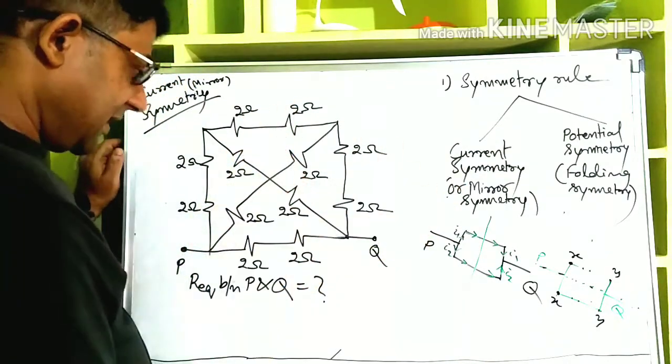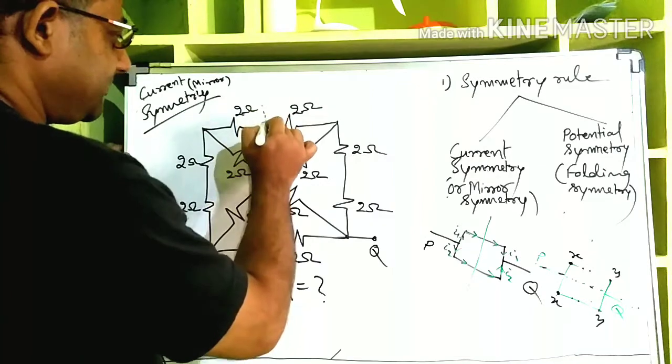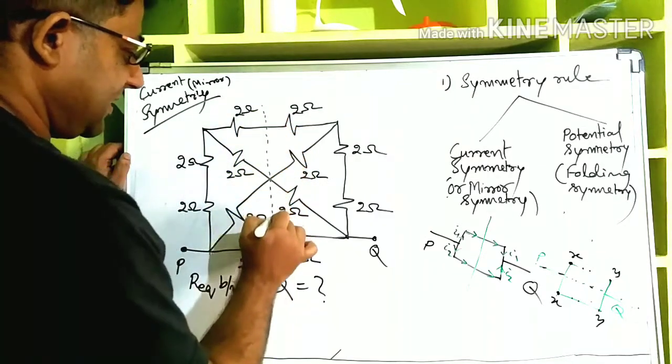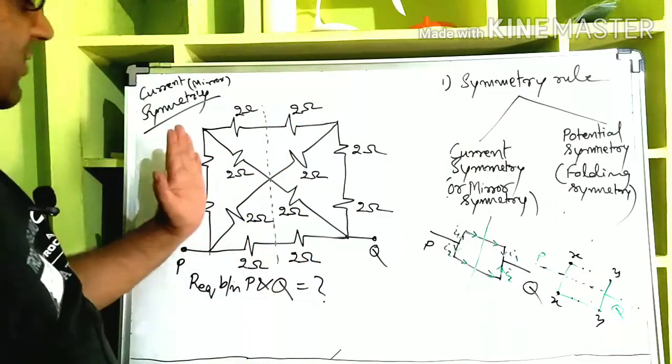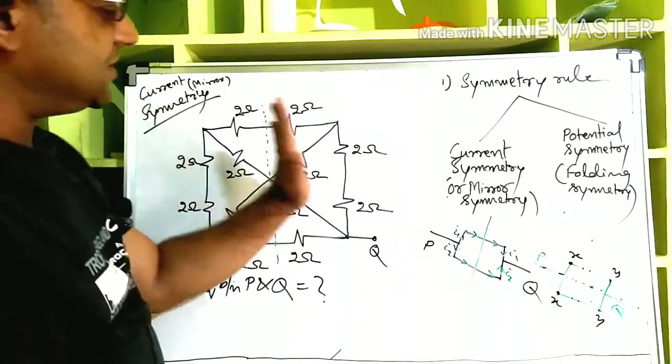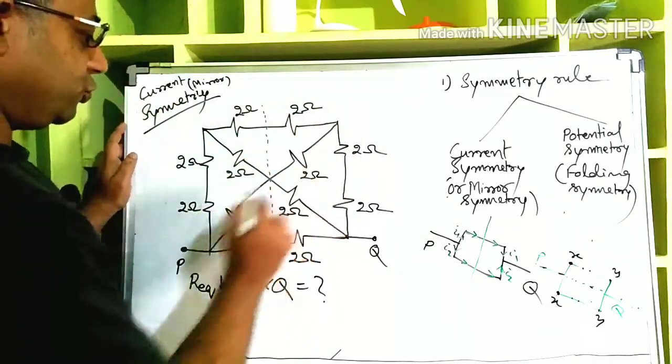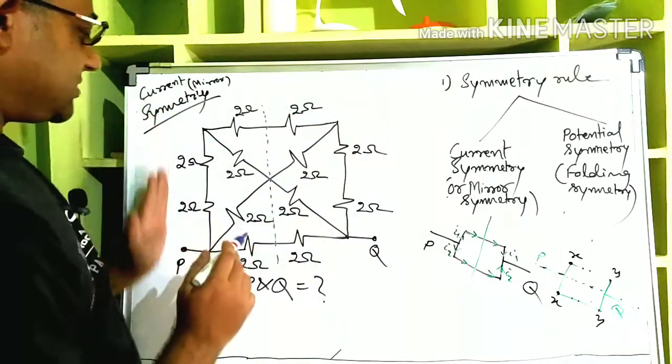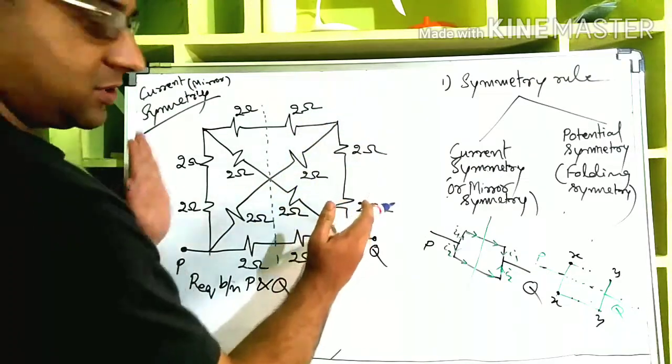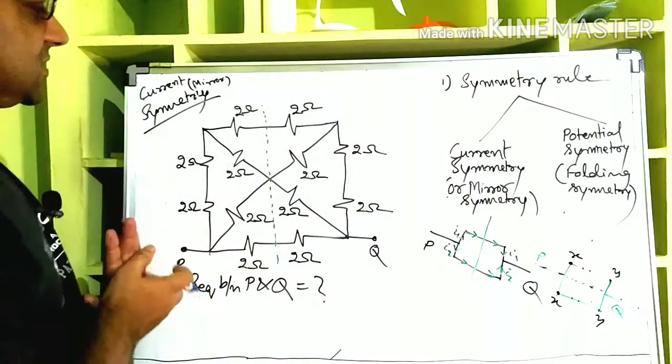See, let me show with a different color. If we take a line like this, then clearly we can see that this is just the image of this: 2, 2, 2, 2, and this is 2, 2, 4, 2, 2, 4. So exactly, it's a current symmetry.